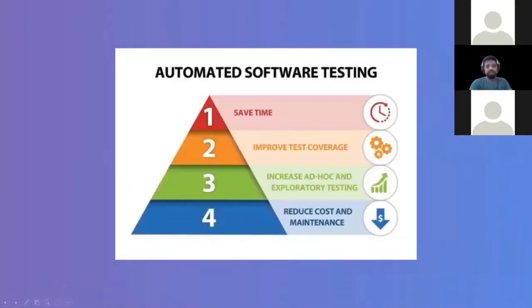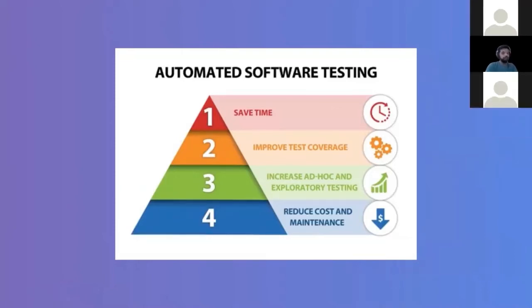So I'm really sorry, guys, for that mishap. But then again, as I was saying, trying to understand how software test automation was working, as I touched upon, these are the four areas where we wanted to save time. We wanted to improve test coverage. We wanted to increase the ad hoc exploratory testing and reduce cost and maintenance.